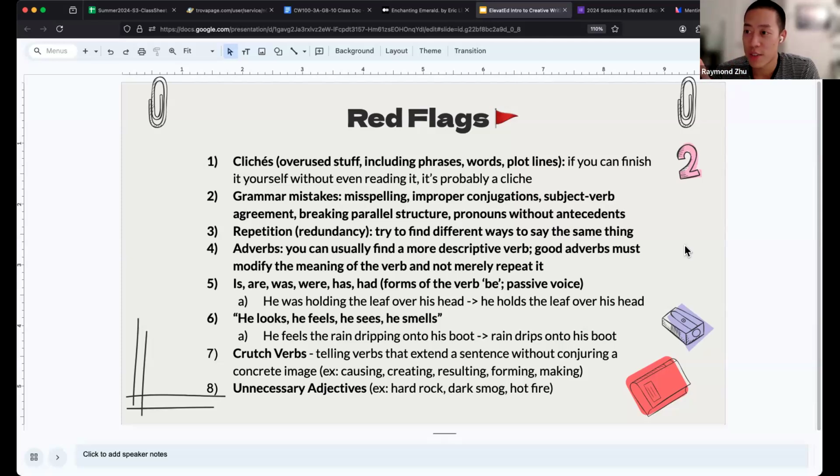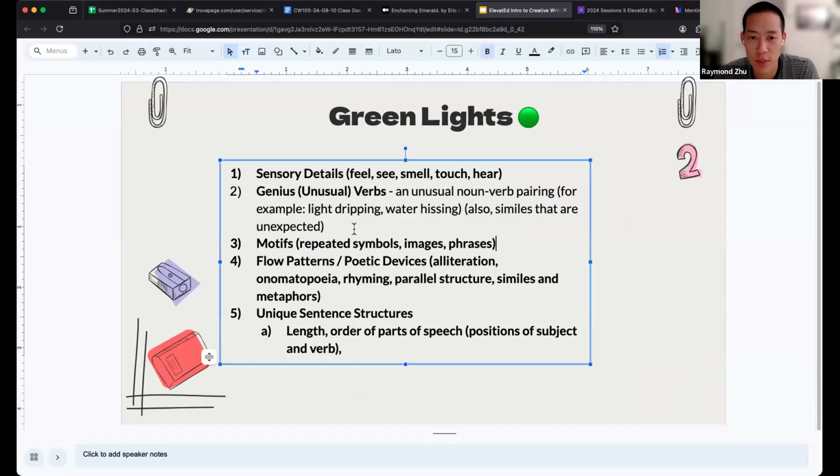Any questions about these? No. Okay. So green lights. So we have sensory details, right? So showing and not telling. We have unusual verbs, the one that you guys all missed on the quiz. An unusual noun verb pairing, so light dripping or water hissing. And also similes that are unexpected. So in general, things that people might not have thought of themselves that you thought about is great to include.